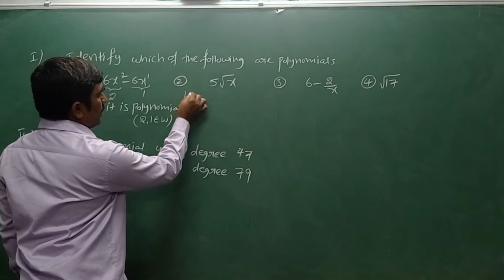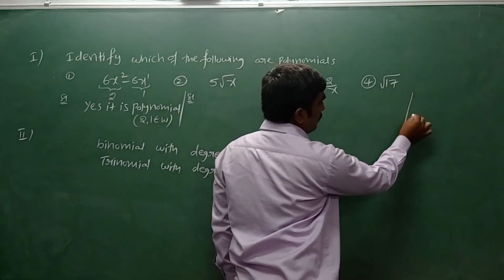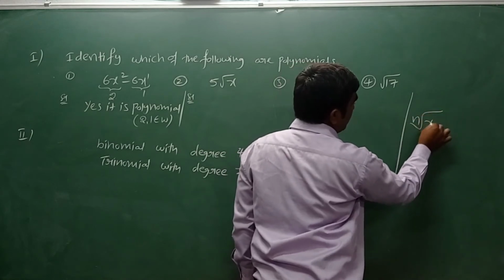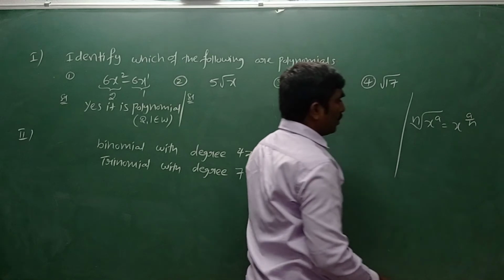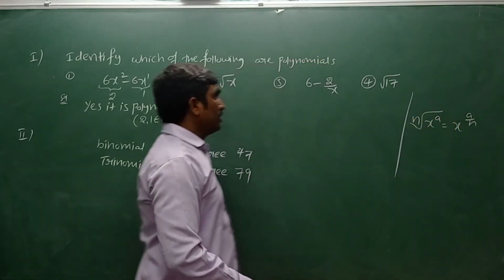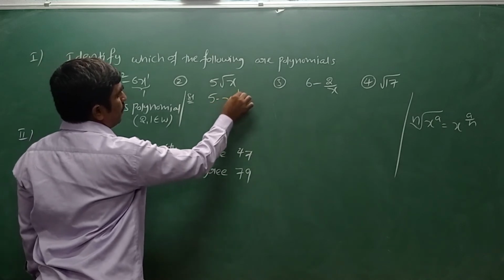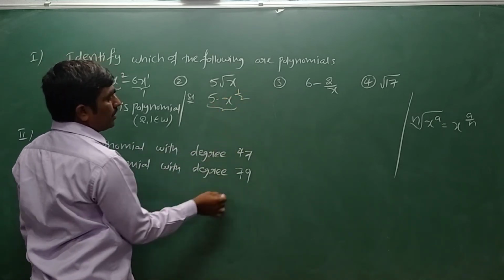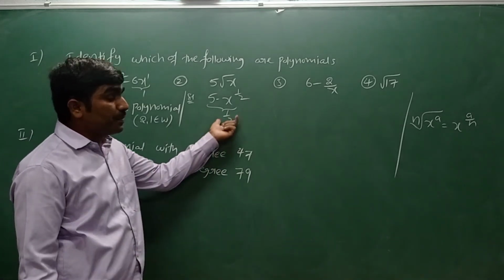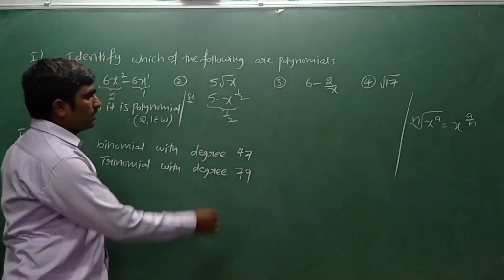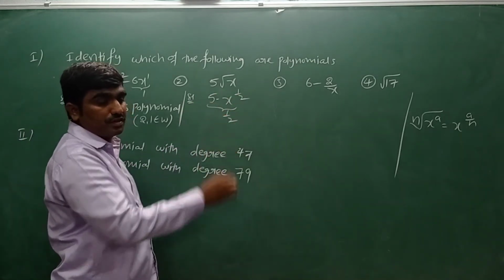Then what next? 5 root x. Can I say it is a polynomial? We know how to express it in exponential form. If I have the nth root of x to the power a, how can I write it? Yeah, the order will become the denominator. Similarly, this I can write as 5 into x to the power of 1 by 2. Here I can see only one term whose variable power is 1 by 2. Can I say this 1 by 2 belongs to whole numbers? No, 1 by 2 does not belong to whole numbers. Whole numbers are nothing but positive numbers along with 0.